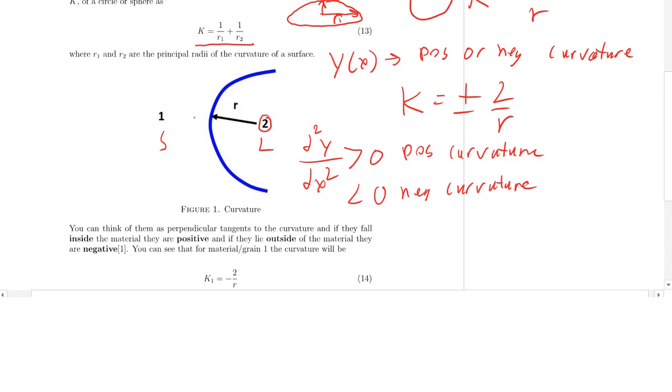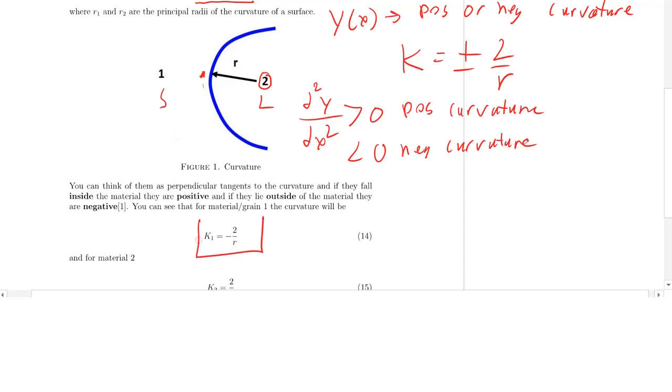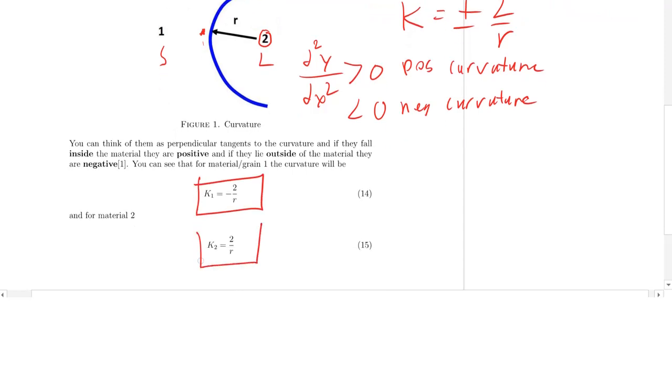Looking over at 1, you can think of it as an unstable point. I'm at the top of this hill, and if there's any little fluctuation, I can roll down this way or this way. Sitting at location 1, 1 has negative curvature, and you can tell that from the second derivative. So you can see here the curvature sitting at 1 is minus 2 over R, and the curvature sitting at 2 is positive 2 over R. I can't emphasize enough how powerful that is, and we'll see why in a second.